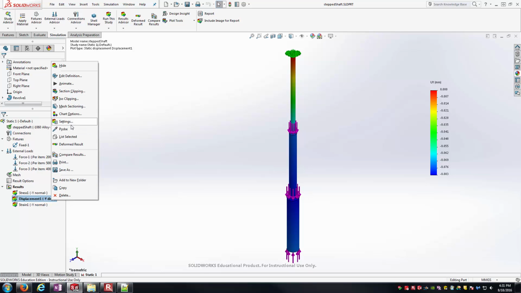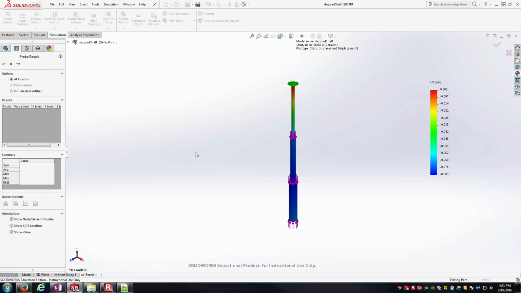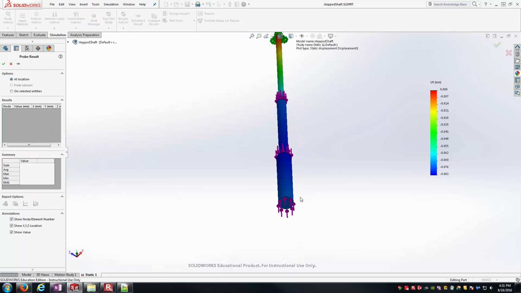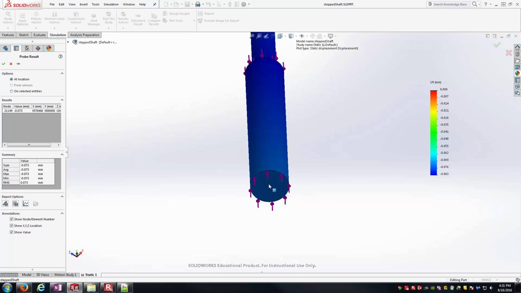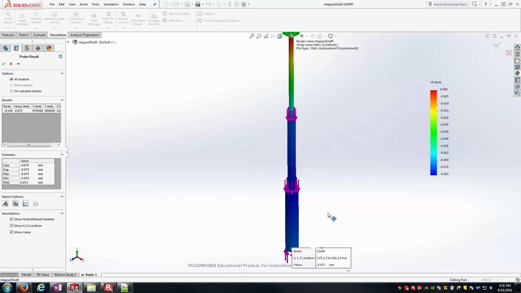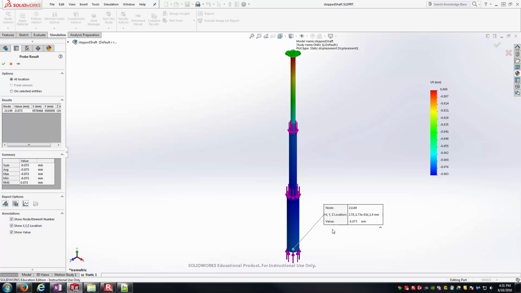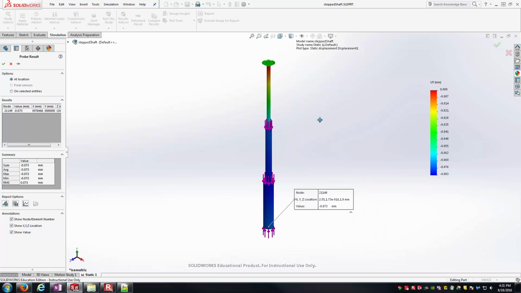Again, I can right click on my plot icon here, go to probe, I'll slide down to the bottom, click the very bottom of my section here, just go Control Z to get back to the isometric view, and you can see the value here is negative 0.073 millimeters. Negative meaning, hey, it went downward. The magnitude is 0.073 millimeters.